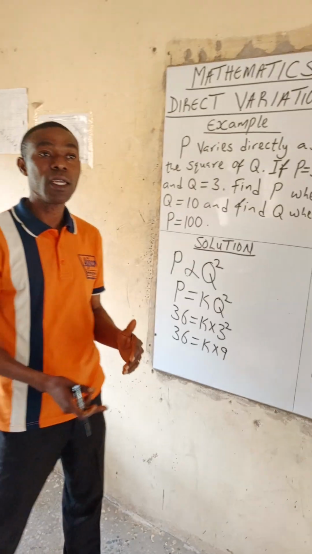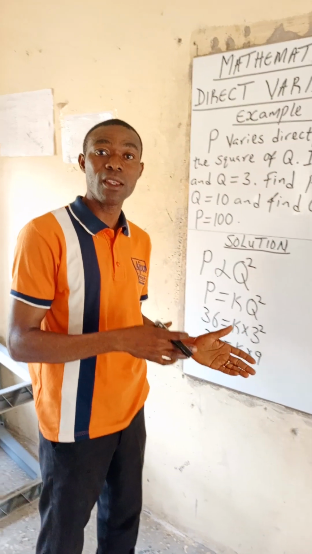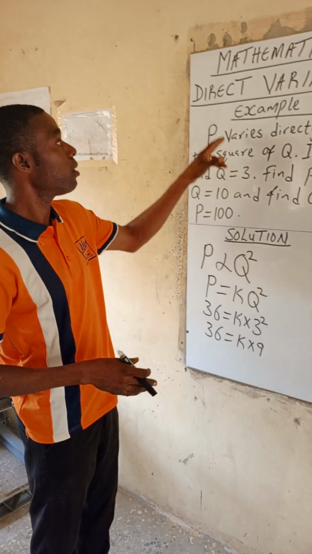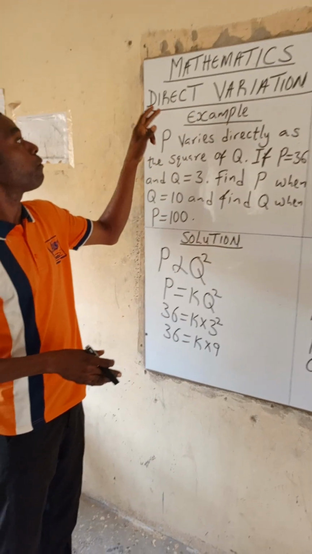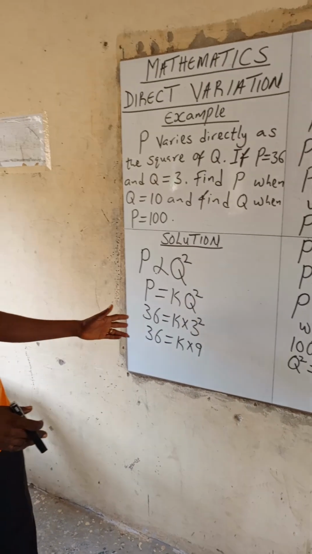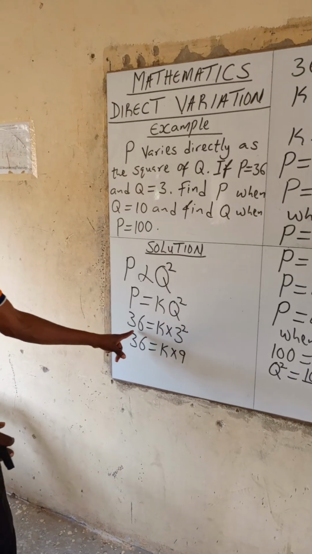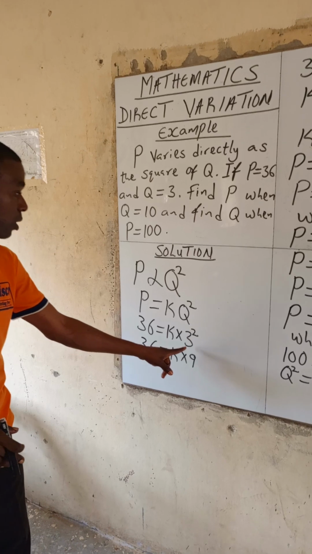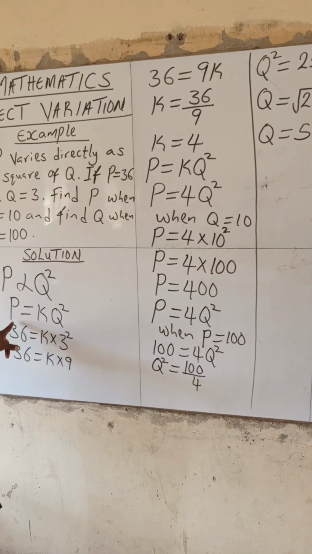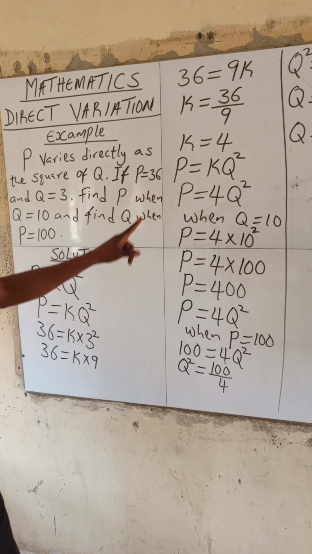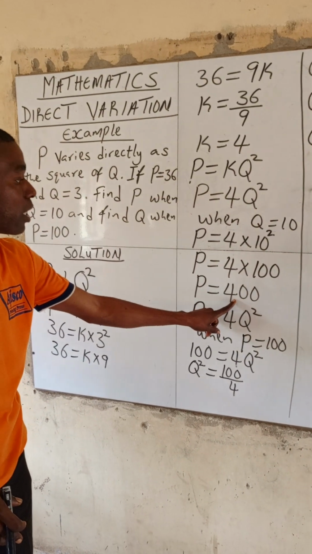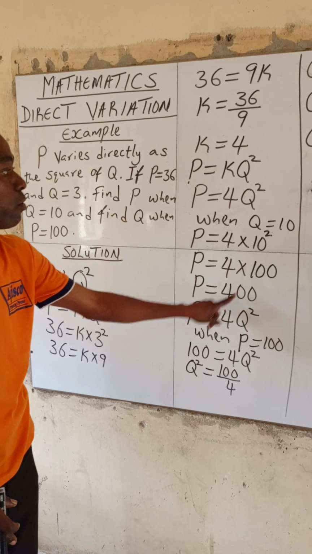And when P is decreasing, Q will also be decreasing. And that is the property of direct variation. We see here, when P equals to 36, we observe Q is 3. Then when P, so which means P is bigger than Q. Then when P now becomes 400, then what is our Q?